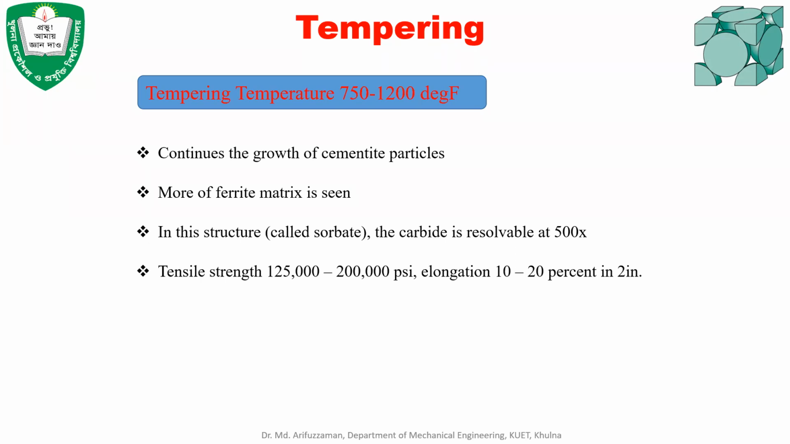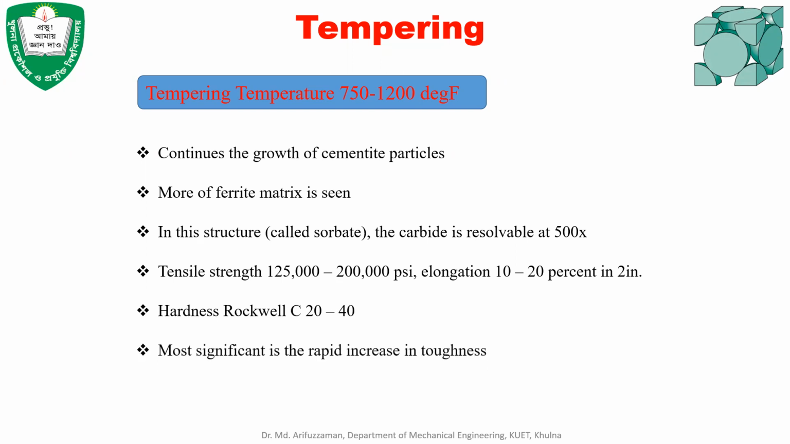And the tensile strength is 125 to 200,000 psi, and elongation 10 to 20%. That means a certain amount of toughness is induced. That means more energy absorption capacity has been seen. The Rockwell hardness is decreased, like 20 to 40 Rockwell C scale. And most significant is the rapid increase in toughness. Toughness increases very rapidly because of the ferrite matrix that has been produced. That means more and more ferrite matrix is seen, more and more toughness is increasing, and hardness is decreasing.